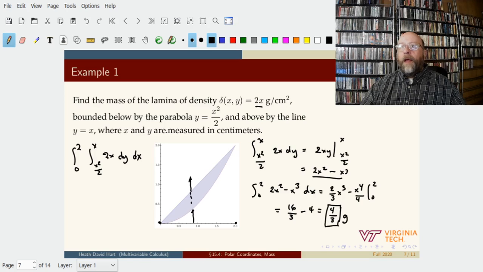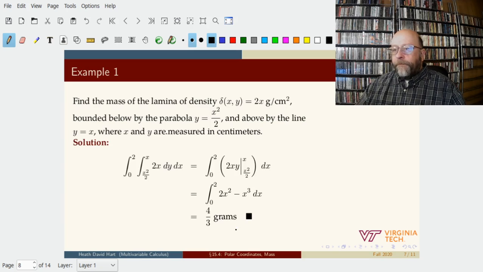And my units are in grams because that's my original units. So the mass of this thin surface here is 4/3 grams. Okay? All right. This is worked out for you on the next slide.